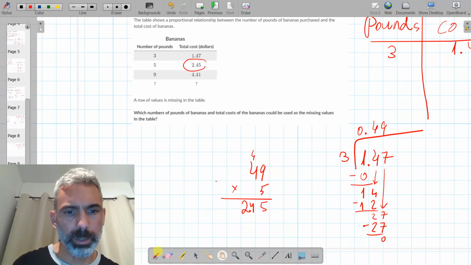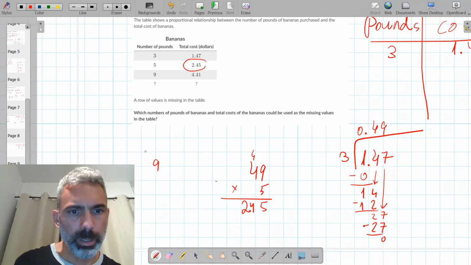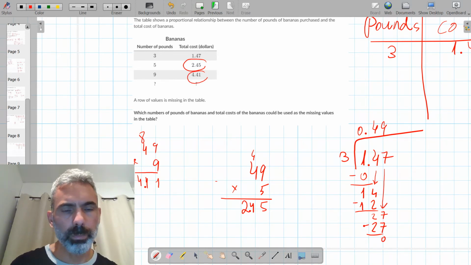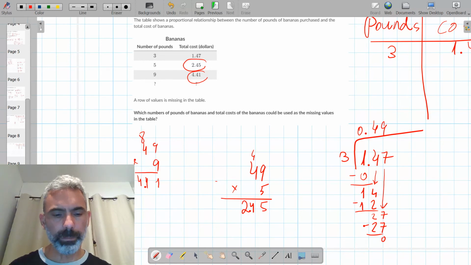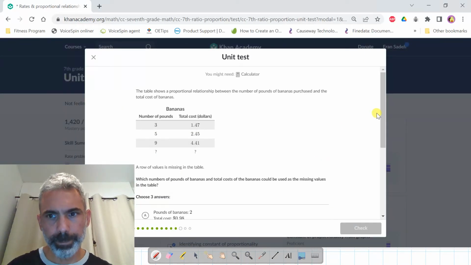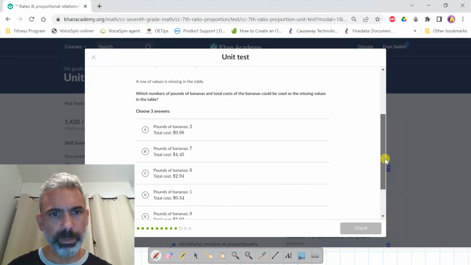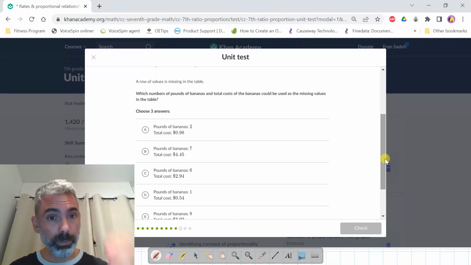And 9 times 49 cents. 9 times 9 is 81. 9 times 4 is 36. 36 plus 8 is 44. And we shift the decimal point 2 places to the left, so we get 4.41. So we need to find a pair where the relationship is 49 cents.